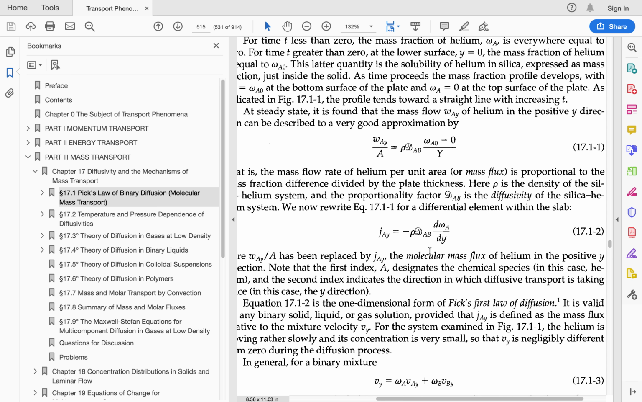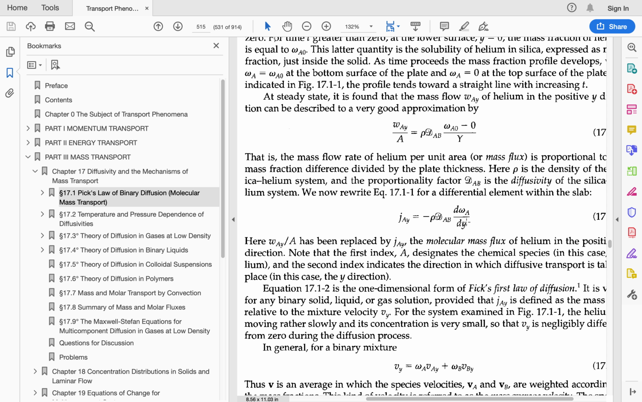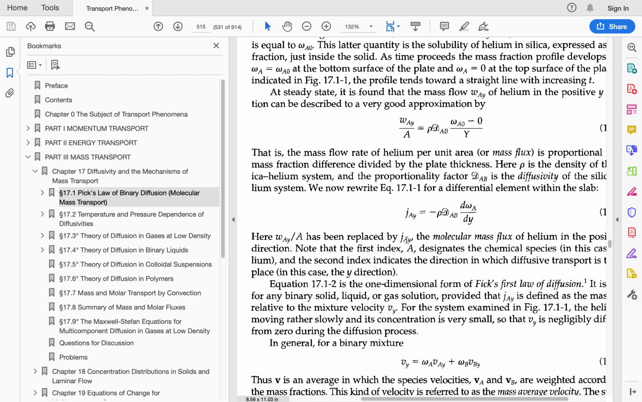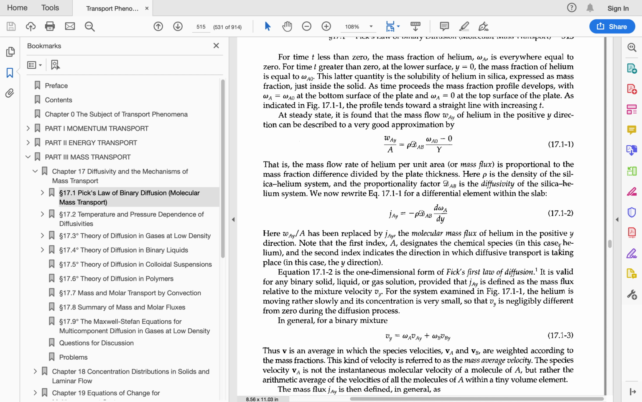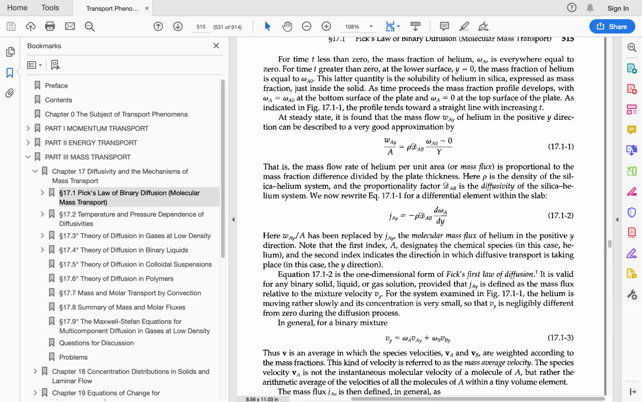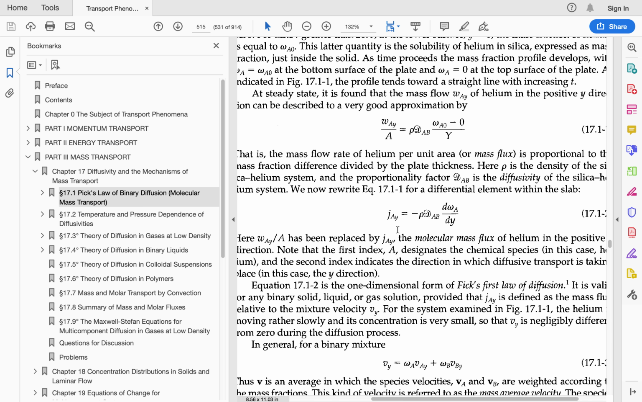Okay, so this Fick's law is only used for molecular mass flux. j_Ay is the molecular mass flux of helium in the positive y direction. Note the first index, A, designates the chemical species, in this case helium, and the second index indicates the direction, so y is the direction.